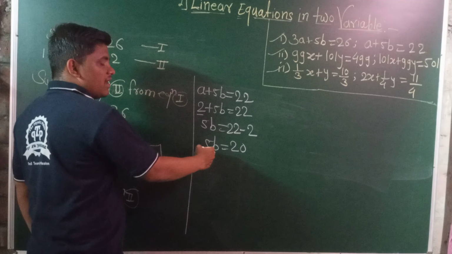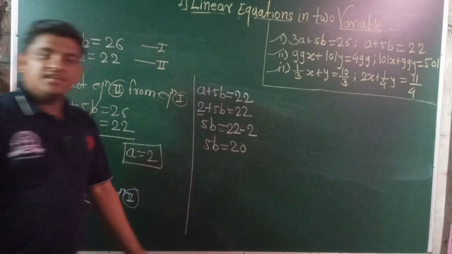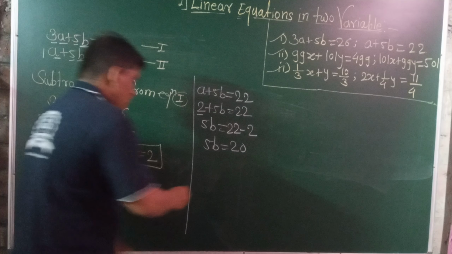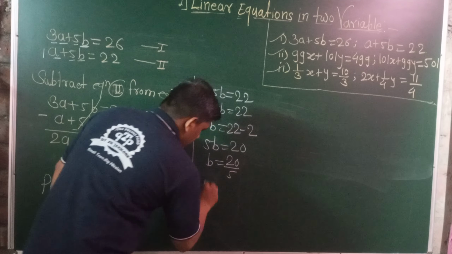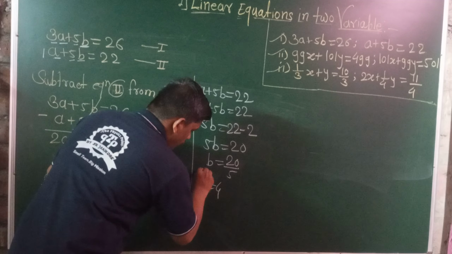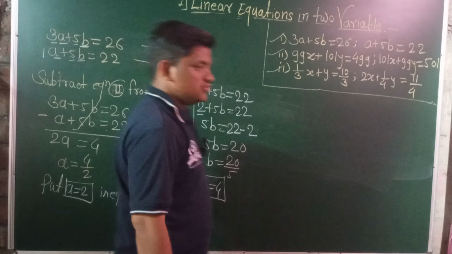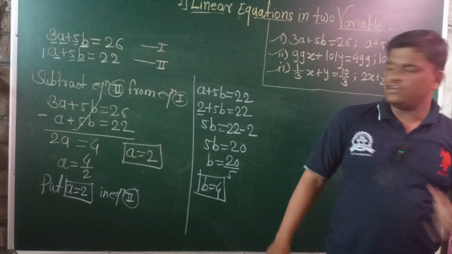Here 5 is multiplied with b. When it moves to the opposite side of the equality sign, it changes the operation. That is 20 upon 5, b equal to 4. Then these equations are solved with the help of the substitution method.